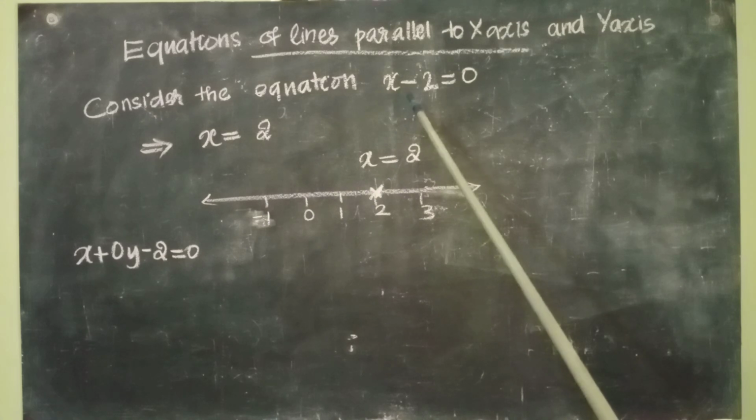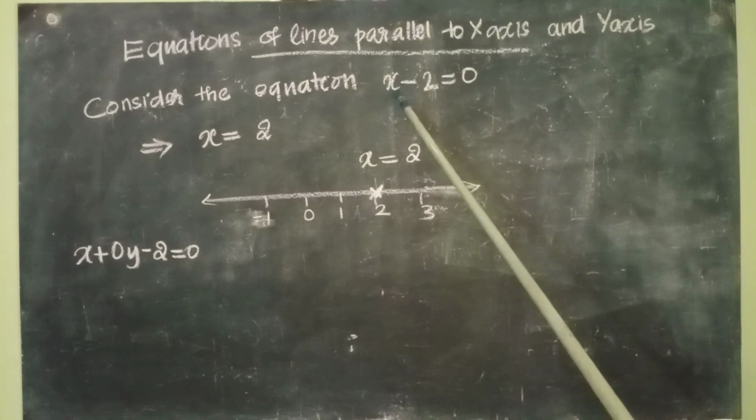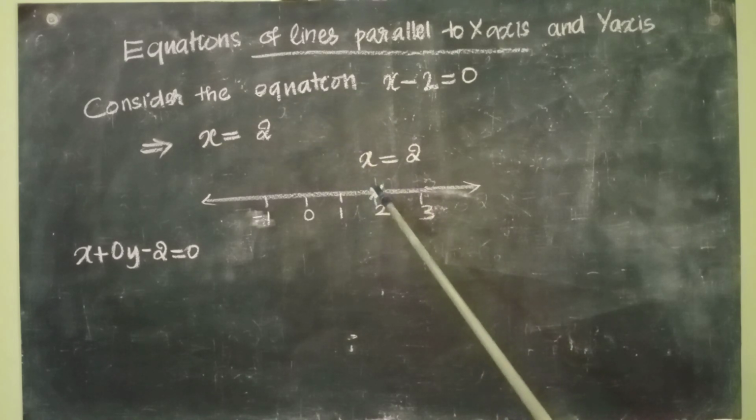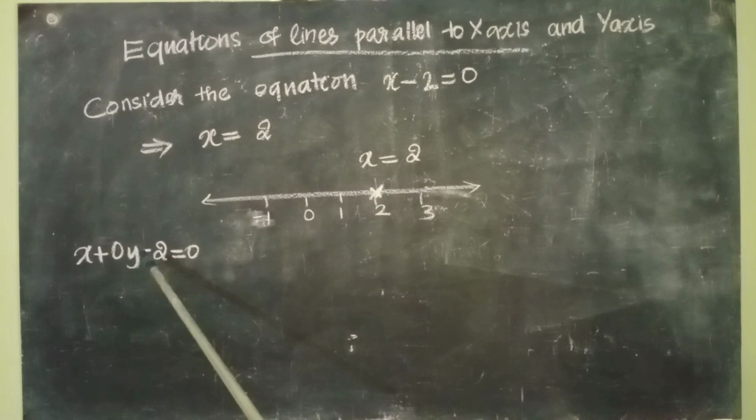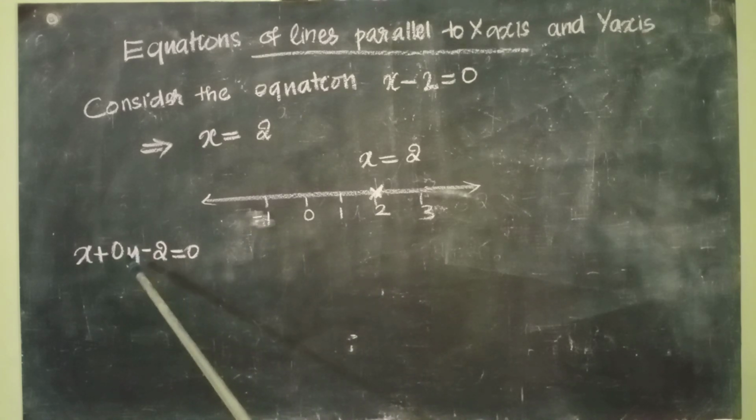Once again, listen: x minus 2 equal to 0 is a linear equation in one variable, so we can represent it on the number line like this. Again, we changed the same equation into the form of a linear equation in two variables. If we represent it on a Cartesian plane, we will get a straight line. So we can represent this linear equation in two variables on the Cartesian plane.